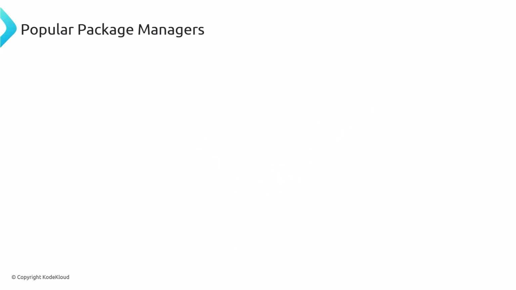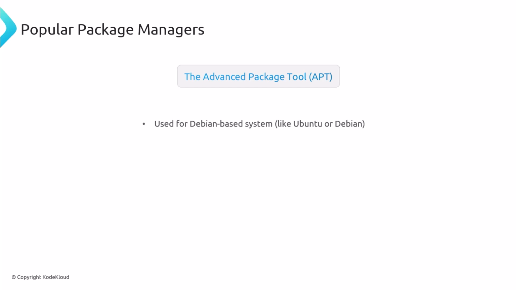Let's talk about some popular package managers that you might have come across. First up is APT, or Advanced Package Tool. And this is the one we're going to use because we're using Ubuntu. Debian also uses this, and this is going to be our go-to package manager. It works with .deb packages and really simplifies the whole process of installing, updating, and removing software.